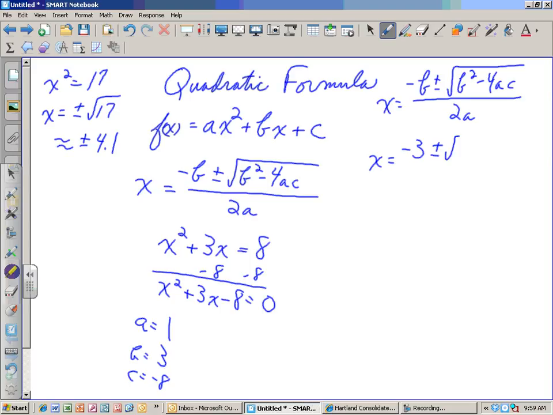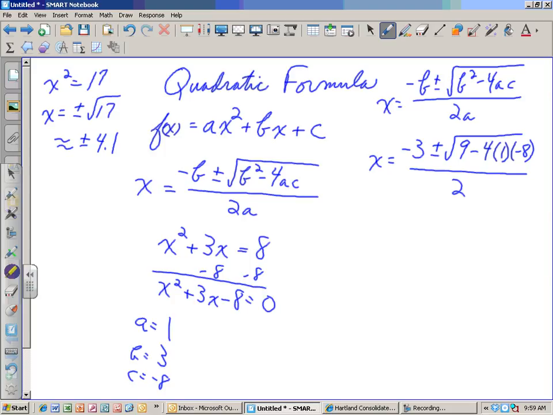Plus or minus the square root of b squared. That is always going to be a positive number. Always. So b squared would be 9. Minus 4 times a times c, all over 2 times 1, or just 2.